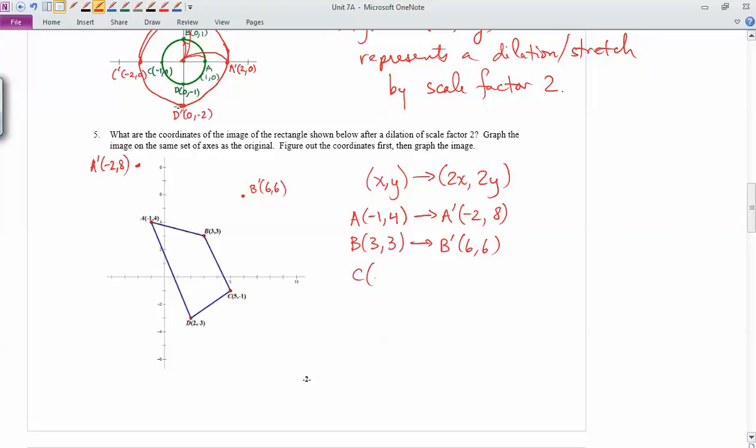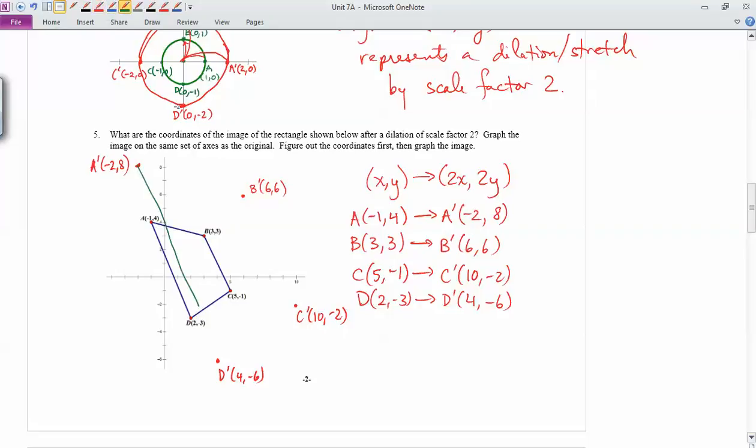And then C was at (5, -1). So if I double that, I'll be at (10, -2). So let's see, (10, -2) is here. And then if I double the coordinates for D, I'm going to end up at D prime, which is (4, -6). So let's see, (4, -6), about there. And if you connect these, when you connect them, you're actually cutting through, in this case, the original shape.